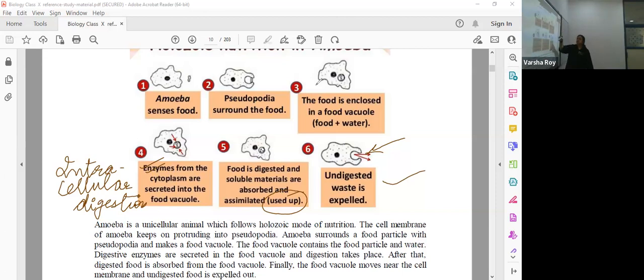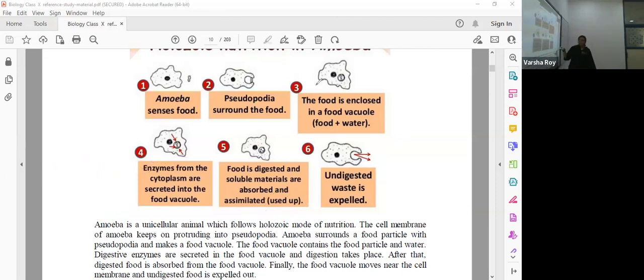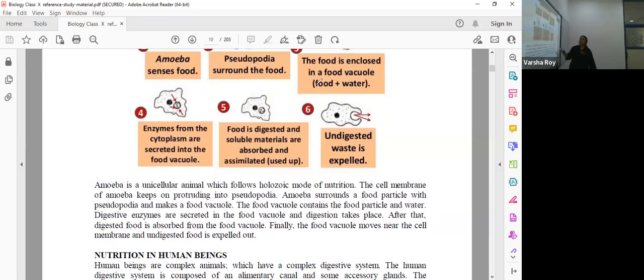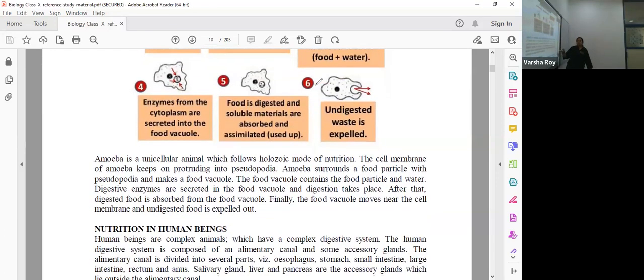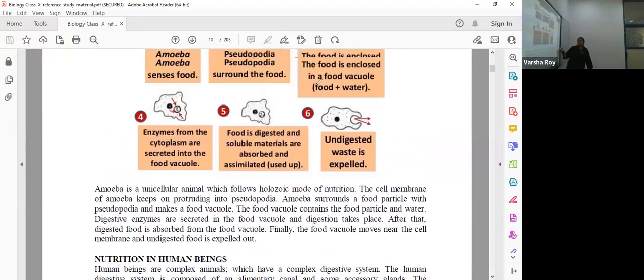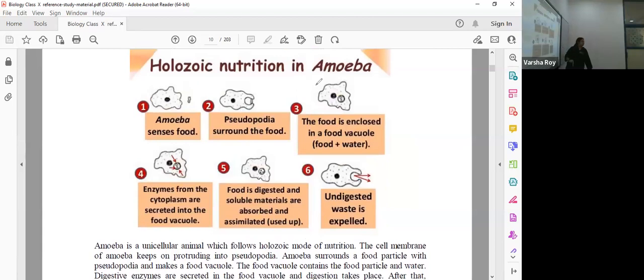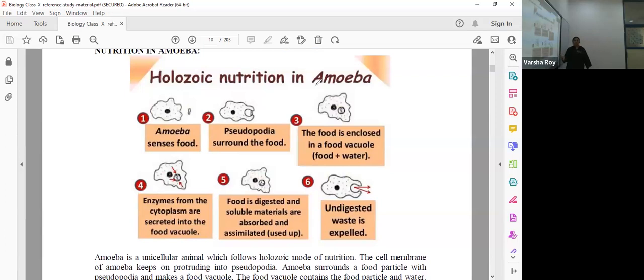These steps are written here, so it is quite elaborated. The same steps have been explained. Next, nutrition in human beings. So would you like to note these steps? If you note them as they are with diagrams, it is definitely a 5-mark question in CBSE.